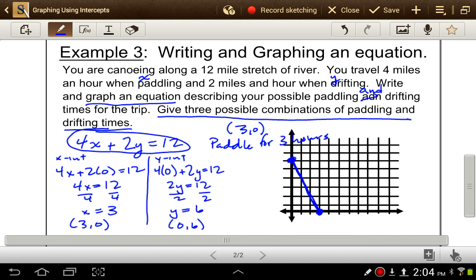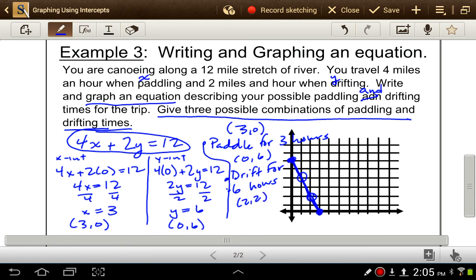Alright, my next one is (0, 6). The 6 is my drifting time. I could drift for 6 hours. Be a lot of drifting, but I could drift for 6 hours. There's 2. Alright, now I'm going to look at my graph, and I'm going to see if it goes through any points. Here's another point that it goes through. Alright, so I'm going to use this point here, this (2, 2). Okay, and we have the point (2, 2).